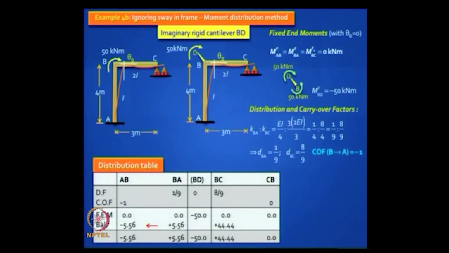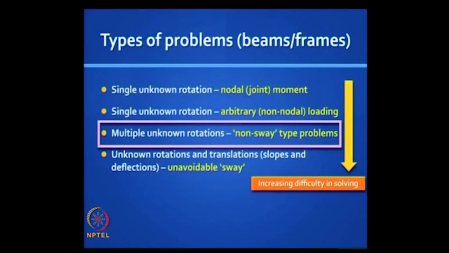Draw your table, do a single distribution. That element BD is only a device, so I put it in parenthesis. You do not have to worry about it from the design point of view. Do a single distribution, 8 by 9 of that 50 kilonewton meter goes to BC and 1 by 9 goes to BA and gets carried over to end AB. That is it, straight away. So it is a beautiful, powerful method of solving these problems.